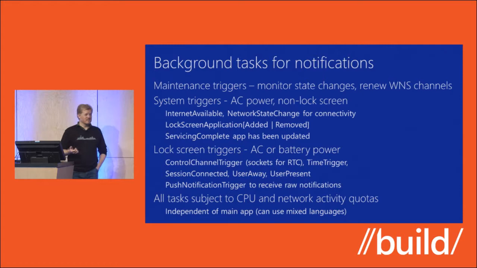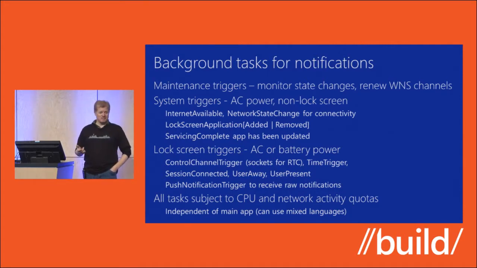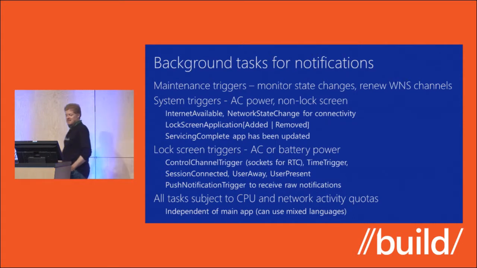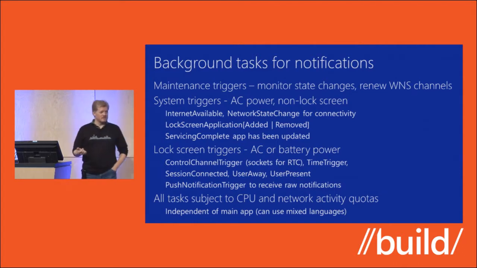Because what a background task gets to do is either issue toast or tile updates or badge updates, or it can write information to your app data and change your app state. That's pretty much what background tasks do, but there's a lot you can do with that. So the kind of things you want to care about where notifications are concerned is as follows.